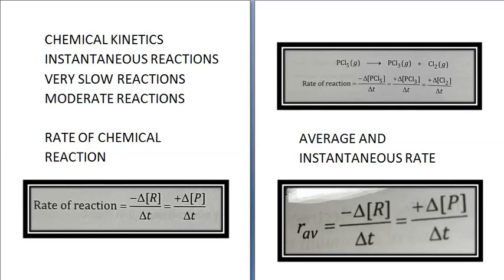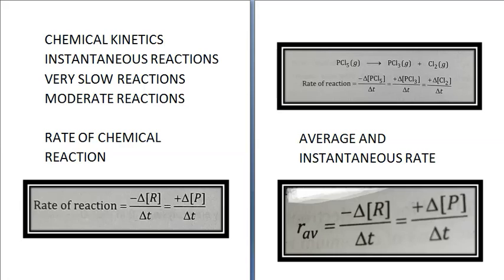Today we are going to study about chemical kinetics. Chemical kinetics is the study of rate of chemical reaction and the mechanism by which they proceed. Now, on the basis of rate of chemical reactions, they are of three types. First is instantaneous or very fast reactions. In this category come all the ionic reactions.